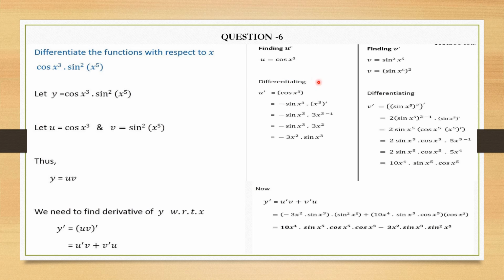You need not do it, it is just for the explanation purpose. So the derivative of cos x³ will be firstly minus sin x³ into d/dx of x³, which is 3x². So it is minus 3x² sin x³.